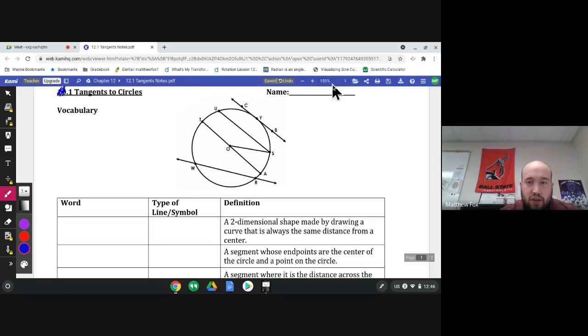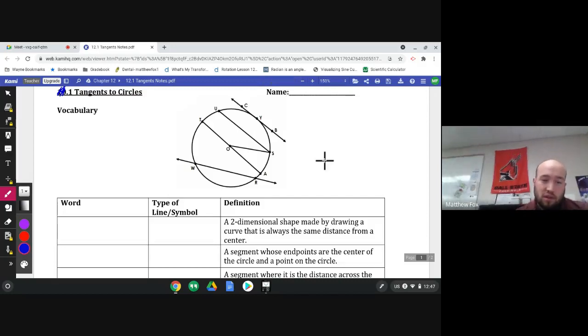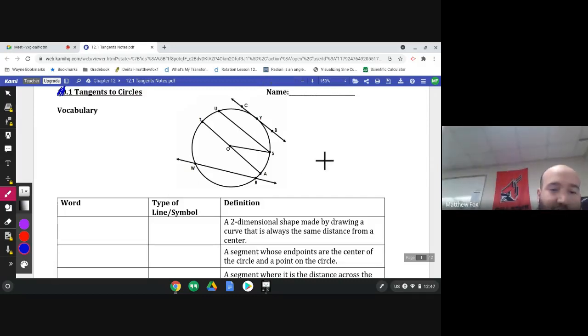So if we look here, it says we want to write what the word is. Is there some sort of symbol we can put? And then finally, it has the definition. So this is a two-dimensional shape made by drawing a curve that is always the same distance from a center. Okay, so that's kind of confusing, but the word I'm sure you guys are all familiar with, it is circle.